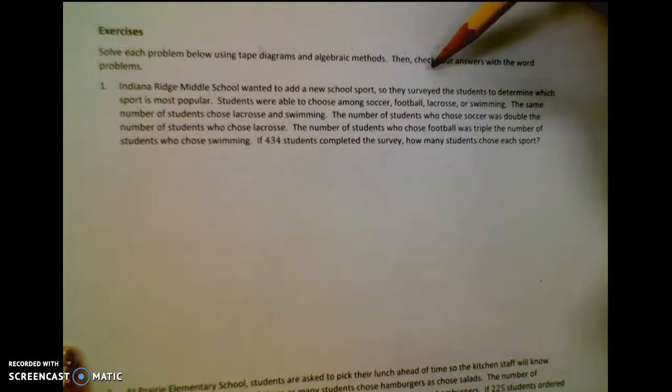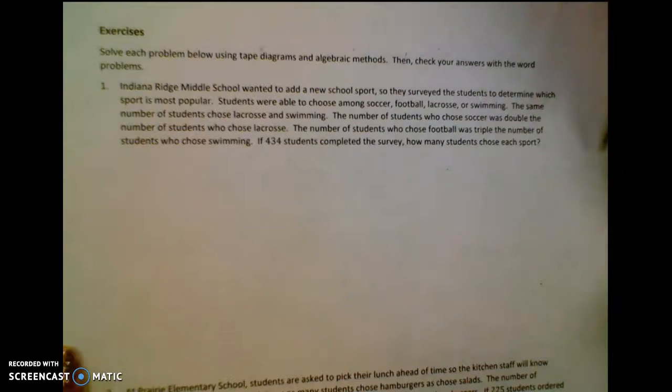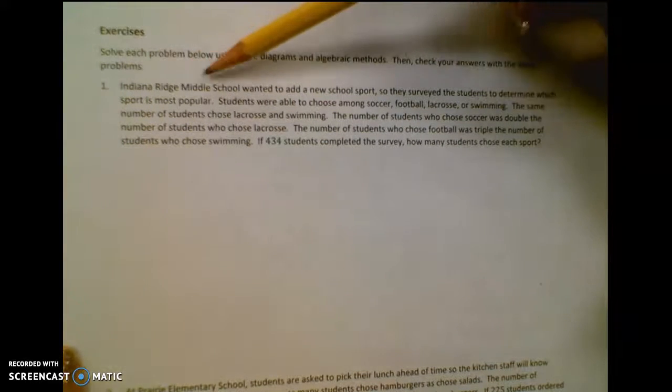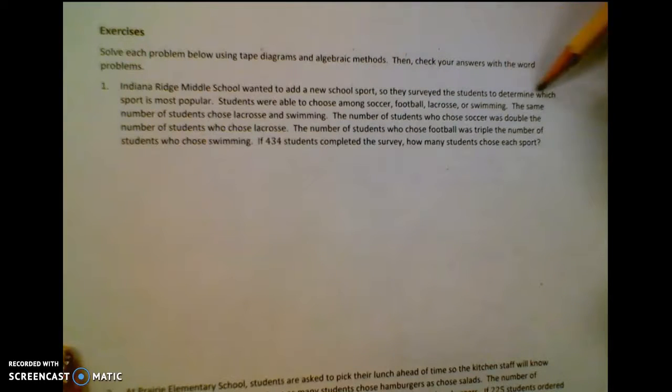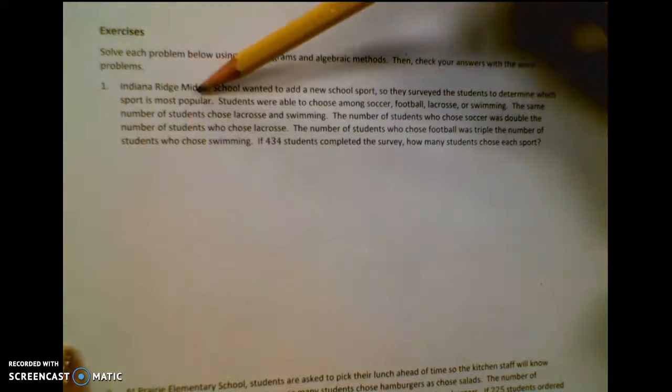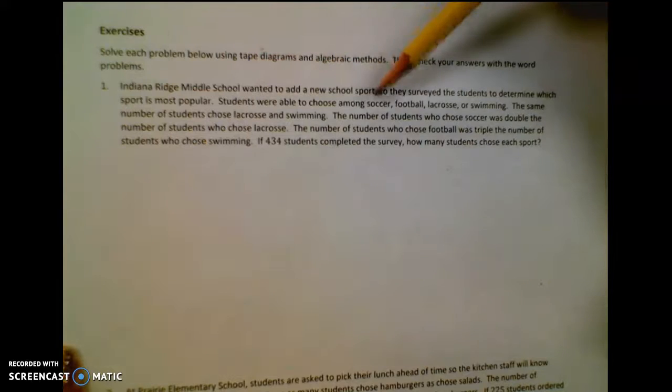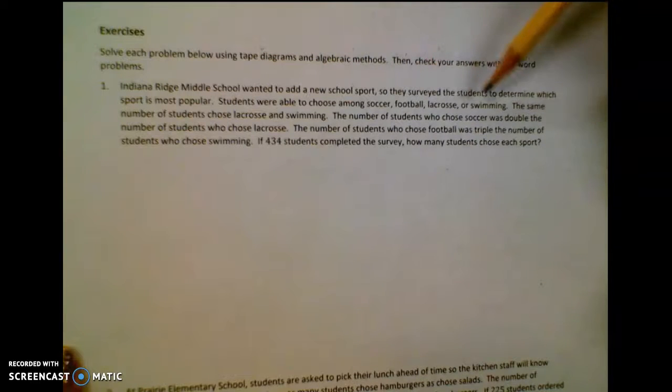So the first step I always want to do is read the problem completely. Indiana Ridge Middle School wanted to add a new school sport, so they surveyed the students to determine which sport is most popular. Students were able to choose among soccer, football, lacrosse, or swimming.